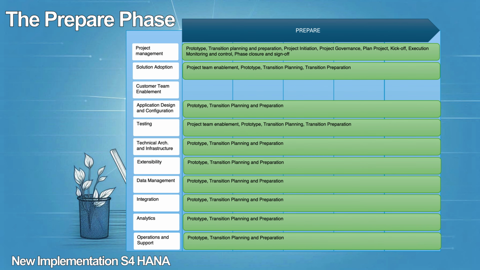In the project management workstream, it is expected that the project would be initiated to formally recognize its existence, establishment of the project governance and planning of the project to account for all components necessary. In addition to this, the project is kicked off and onboarding of team and stakeholders happens. Establishment of the project standard, infrastructure and solution follows, and to wrap it all, the phase closure and sign off of the phase deliverables. All of the other work streams, solution adoption, application design and configuration, testing, technical architecture and infrastructure, extensibility, etc., all have their various deliverables in the prepare phase.